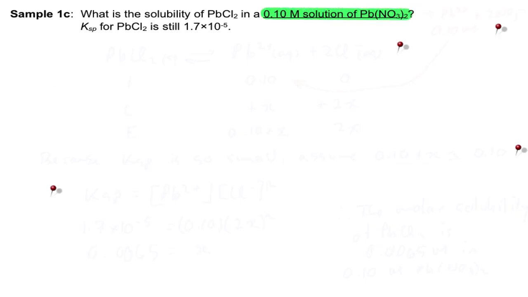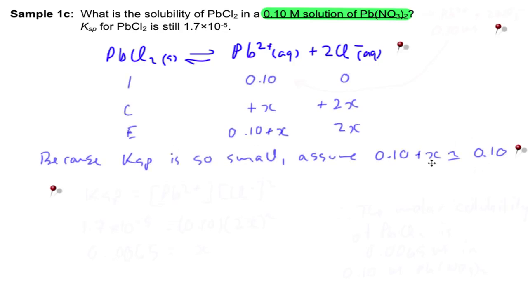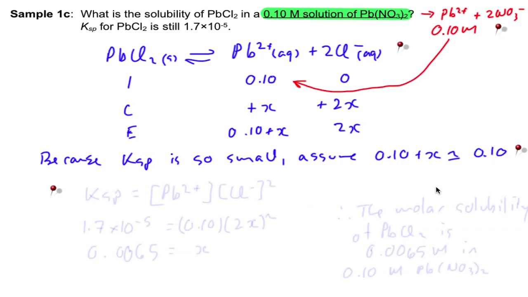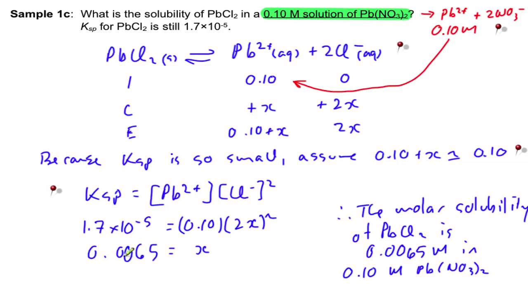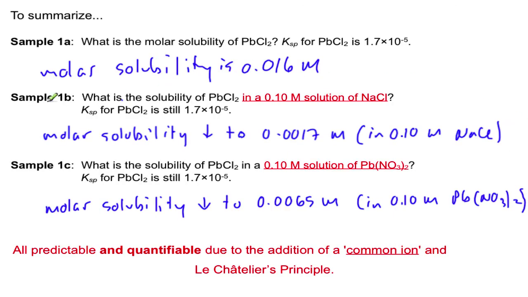What if we have a different common ion? What about Pb2+ instead of Cl-? What's going to be the effect? Well, we would predict the same effect. The molar solubility should go down because we've added a common ion. There it is, Pb2+. We can still make the assumption because the KSP has not changed, nor has the concentration. And when we go through the process, we come up with a molar solubility of 0.0065 moles per liter, which also decreases and which is also predictable.